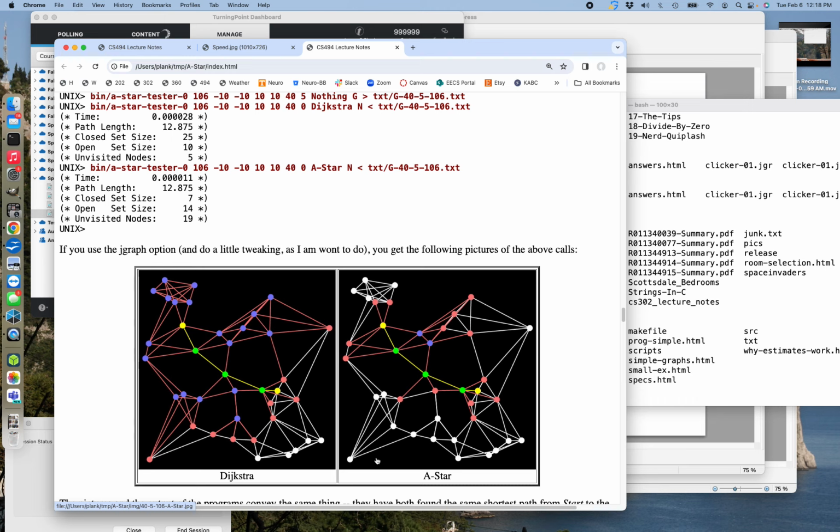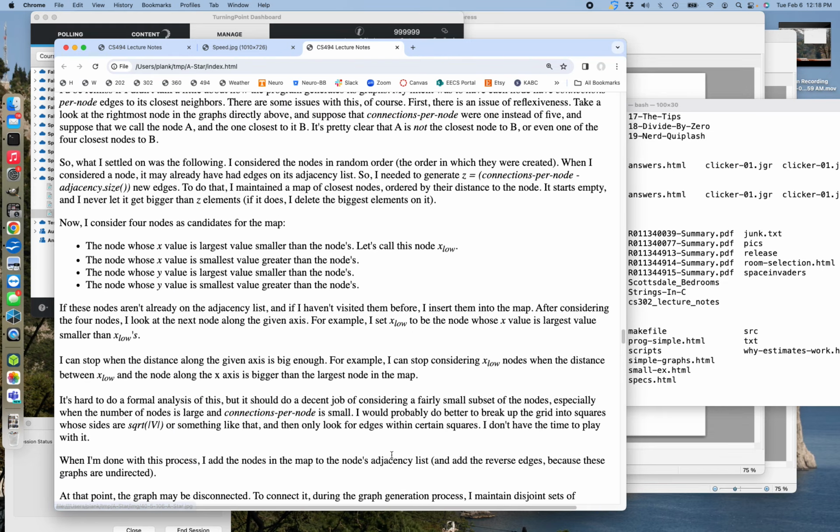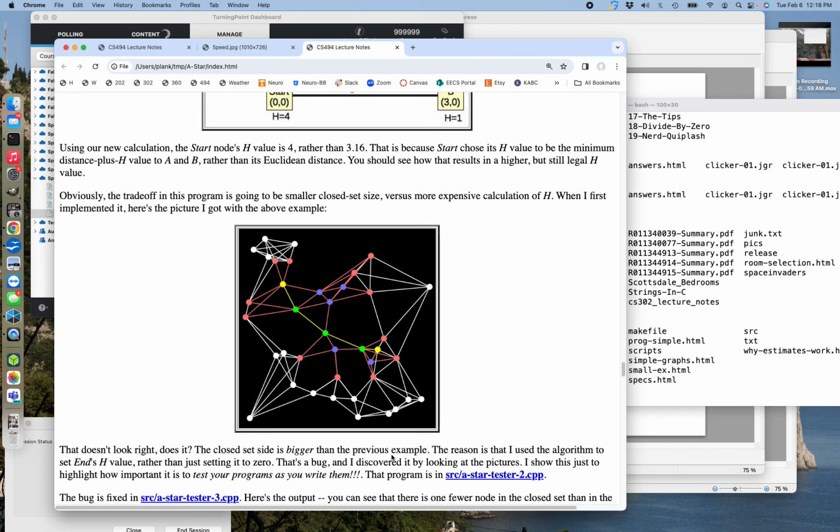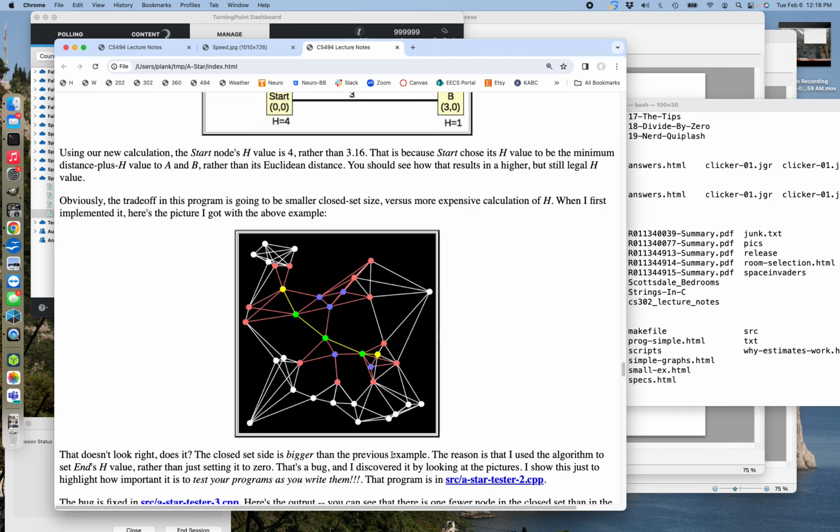So let's look at this node, right? Its heuristic is that. Its actual path length is that, which is larger. What its heuristic is going to end up being is this length plus this one's Euclidean distance. That's going to be bigger, right? But it's still smaller than the actual path length. So that's my heuristic. So I hacked it up. I'm talking about graph generation. I hacked it up, and this is what I got.